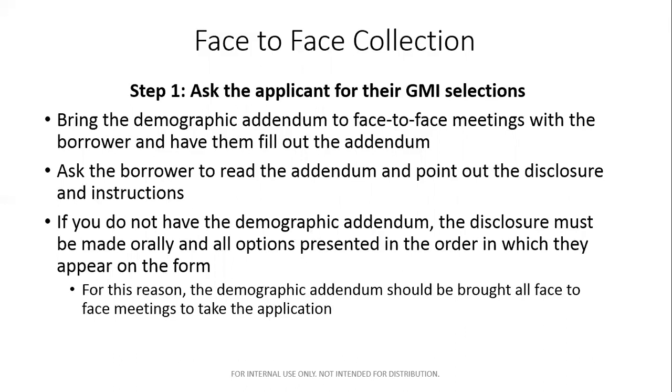And ask the borrower to read the addendum and point out the disclosures and instructions. So when we're over the phone, we do have to read that full paragraph. When we're in person, we just have to make sure we're presenting them with that paragraph for them to read through. And if you do not have the demographic addendum, the disclosure must be made orally and all options presented in the order in which they appear on the form. Again, make sure we're presenting all this information. And for this reason, the demographic addendum should be brought to all face-to-face meetings and to take the application.